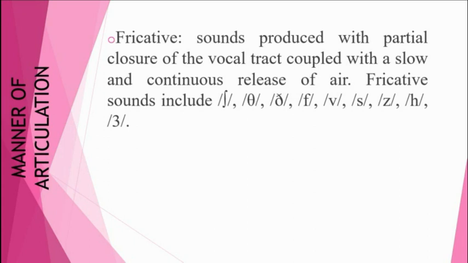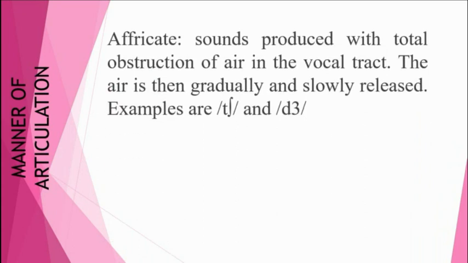The next one is affricate. Affricate sounds are produced with total obstruction of air in the vocal tract, but the air is gradually and slowly released like the fricatives. So we have examples like ch and j. These two sounds are the examples of affricate sounds.